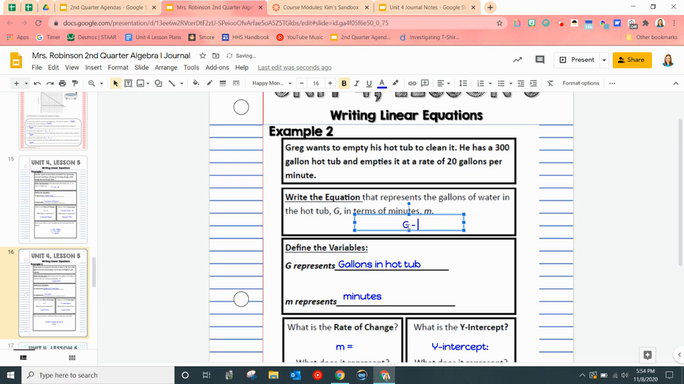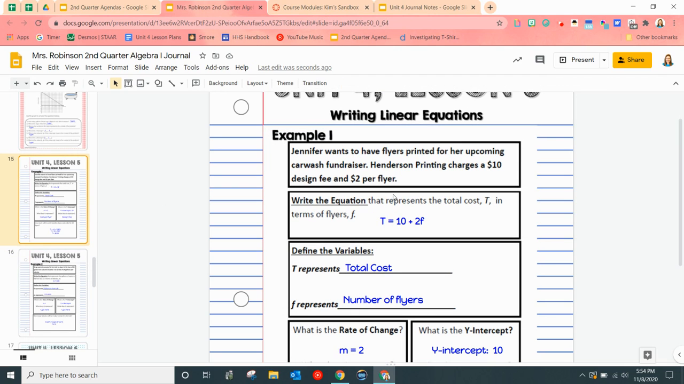So G equals, well, how many gallons are in the hot tub? Well, let's think about this. How many gallons did he start with? If his hot tub was full, well, that's easy, right? He started with 300. They told us he has a 300-gallon hot tub. Then he's emptying the hot tub. So let's think about this.